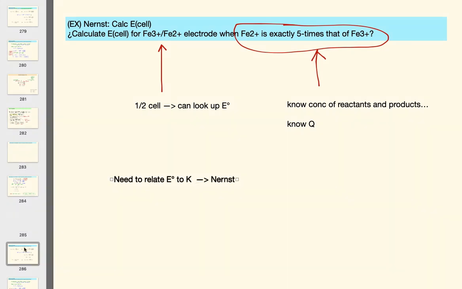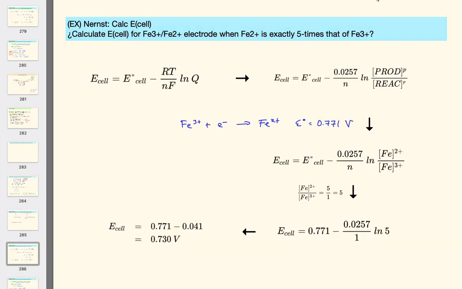So at the end of the day, we're just relating E0 to K, and that's the Nernst equation. I would highly recommend you use it in a simplified form when you can. Notice that because we're not at equilibrium, we do have a Q value instead of a K value. Our half cell reaction tells us Fe3+ goes to Fe2+. We can look up the standard state potential for that half cell reaction. It's 0.771 volts.